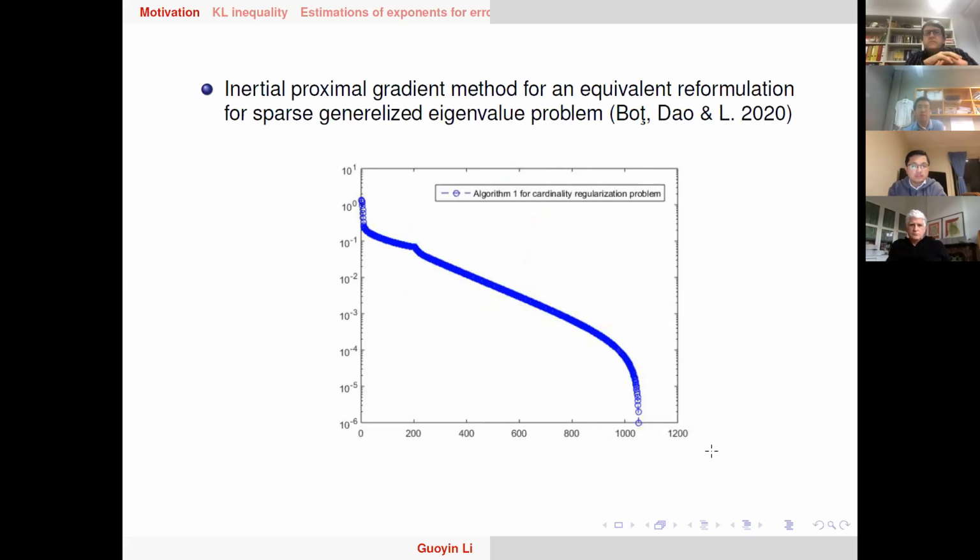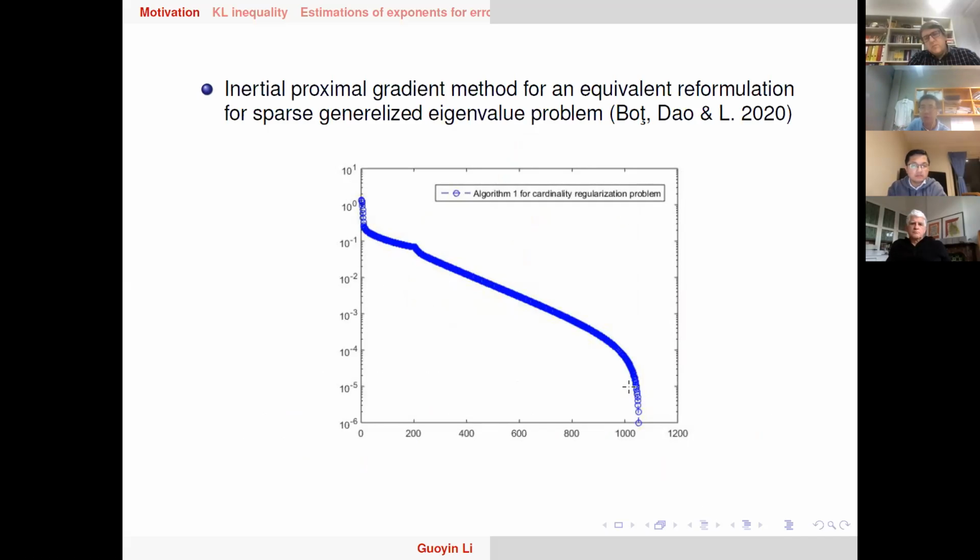We look at the sparse generalized eigenvalue problem we just mentioned before, and we apply the inertial proximal gradient method to it. And you will see that it follows a linear convergence. Actually, we prove in the paper that it always converges linearly.